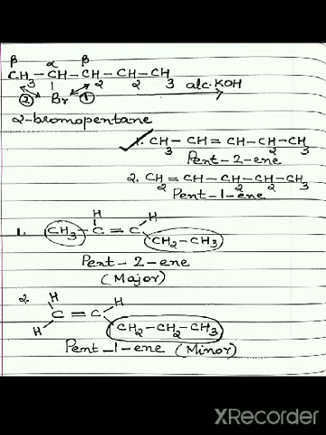How many alkyl groups are present in pent-2-ene? Two alkyl groups are present, methyl and ethyl. So, two alkyl groups are present in pent-2-ene, the product. Consider the next product, which is pent-1-ene. How many alkyl groups are present in pent-1-ene? Only one alkyl group. Which is that alkyl group? Propyl group. So, out of pent-2-ene and pent-1-ene, which alkene has more number of alkyl groups? It is pent-2-ene. Therefore, we can say that the major product is pent-2-ene.